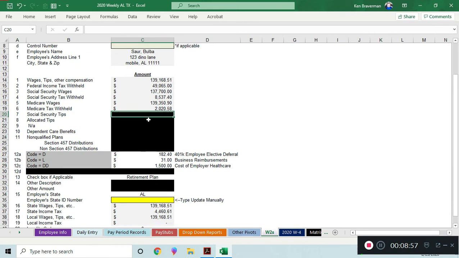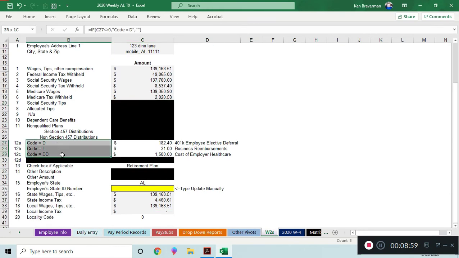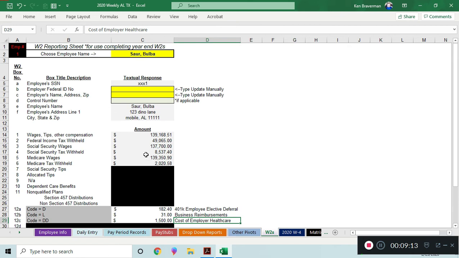And your W-2s bring in that information about these codes that we're talking about for employee 401k, specific business reimbursements that are acceptable, cost of employer health care, that's the DED there. And so pretty much that's how it works.